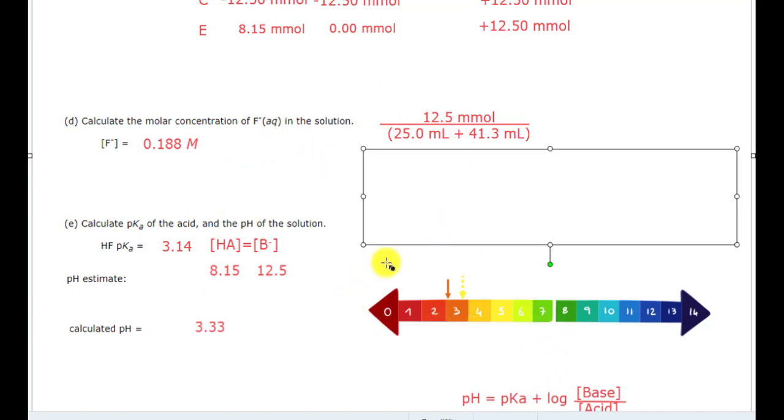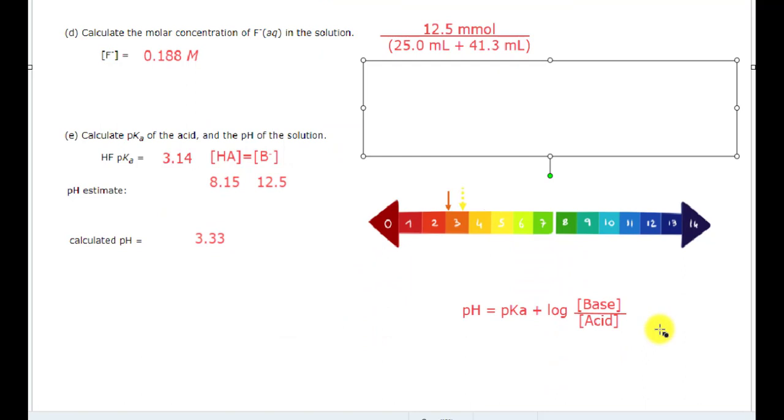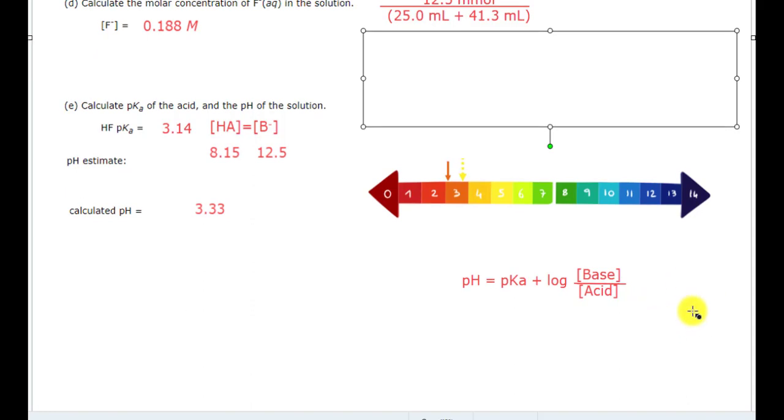Now for your purists who said, wait a second, this was concentration of base and acid. Well, the base and acid were in the same solution. They were in the same total number of mLs, a total of 66 mLs. So their liters would have canceled. One of the nice things about the Henderson-Hasselbalch is that when it's used, you can just go by moles of each. You got to be consistent.